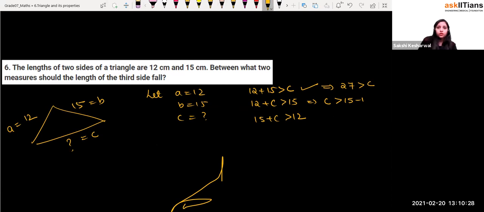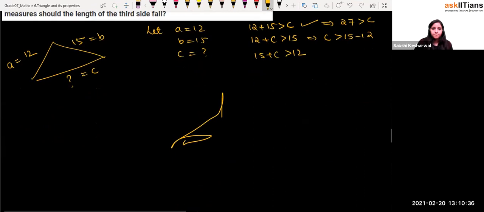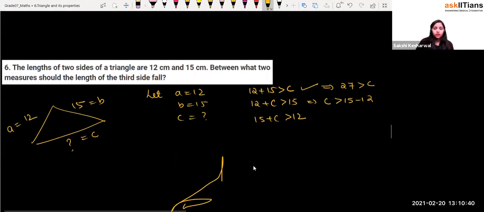Leave it, it's not working. Let's see. It says 15 minus 12. Now what will you be writing over here? Okay, what I'll do, I'll just write this little bit down.